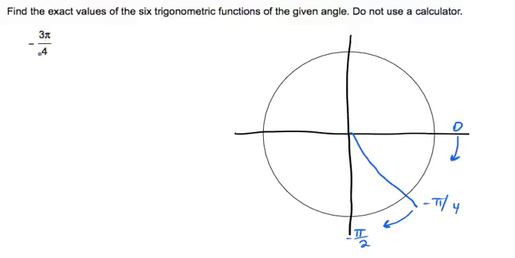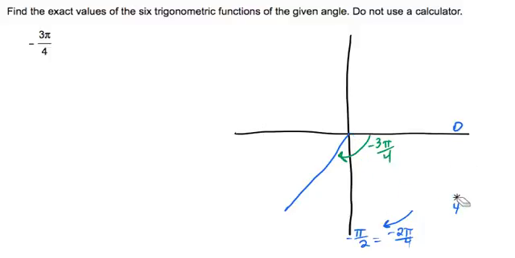If we keep going though, we get here to negative pi over 2. Now negative 3 pi over 4 is greater in magnitude than negative pi over 2. So you could think of negative pi over 2 as negative 2 pi over 4. So you can count, this is negative 1 pi over 4, 2 pi over 4, and negative 3 pi over 4 is this full angle right there. And let me clean this up a little, I'm going to get rid of all of this.